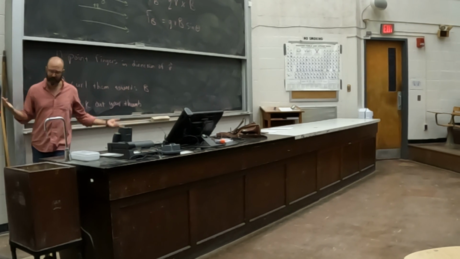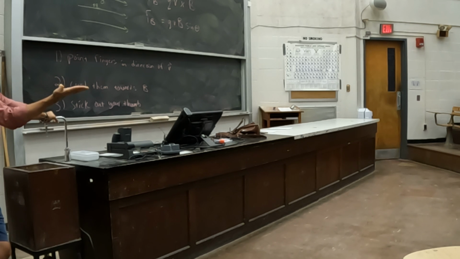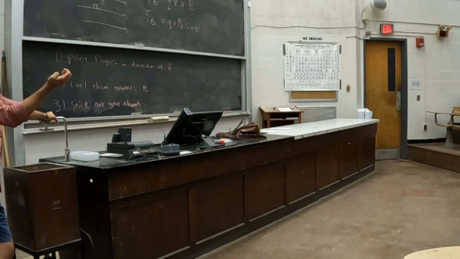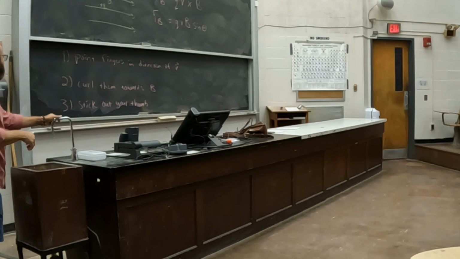So I'm going to find some velocity vector, stick my fingers into it, then curl them into the direction of the B field, and then stick out my thumb. However I have oriented, I have my right hand out here.